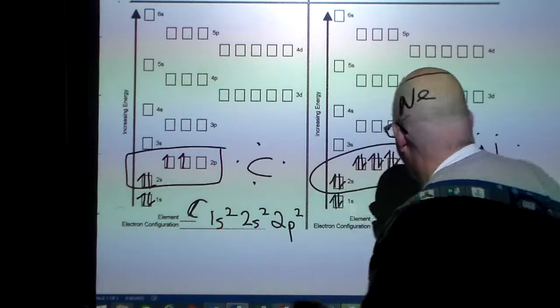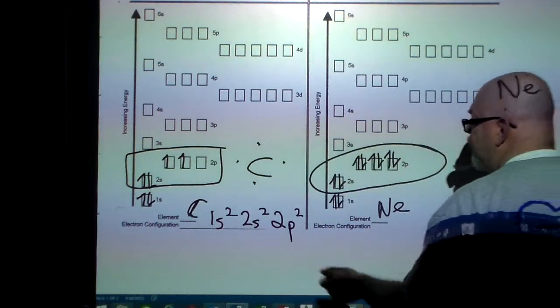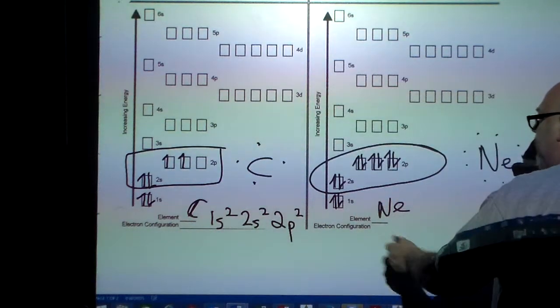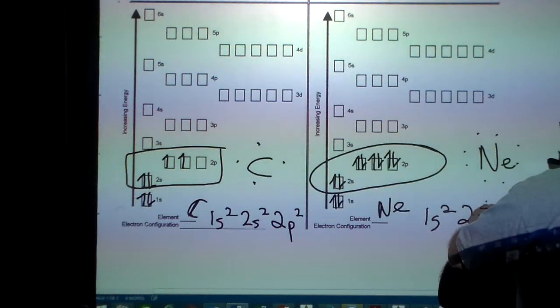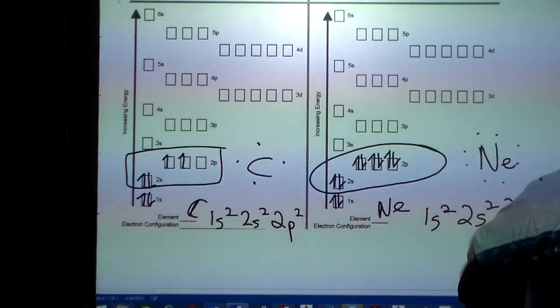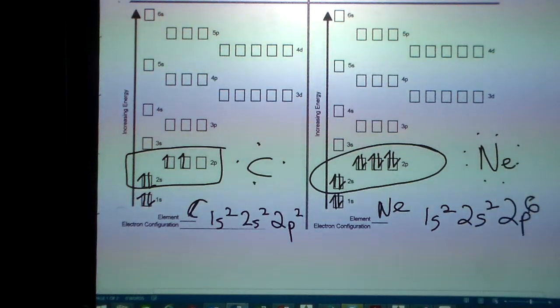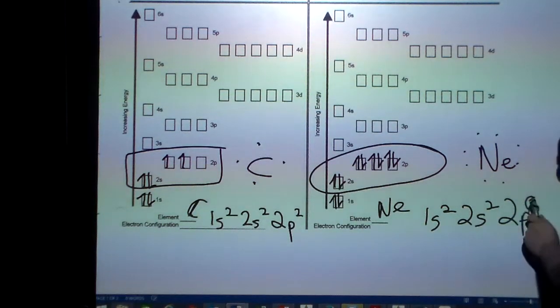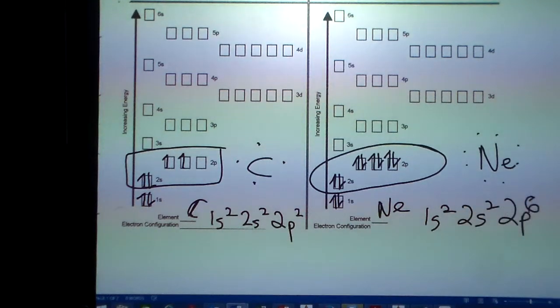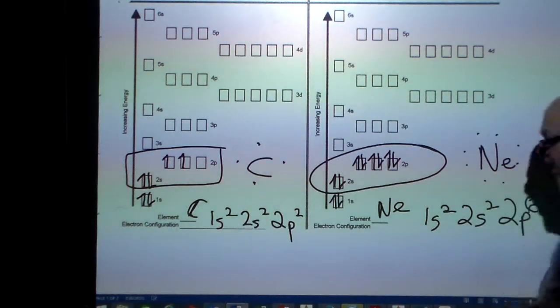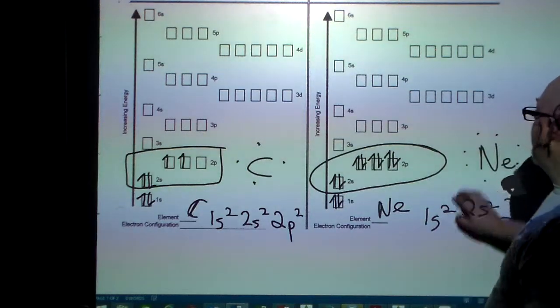Yes. Neon's very happy. Now, what would the electron configuration look like for neon? Well, it's going to be 1s2, 2s2, 2p2. Oh, I'm sorry, 2p6. So, what's an easy way to count the number of electrons? 6 plus 2 is 8, plus 2 is 10. That's how you can actually proofread this, believe it or not.